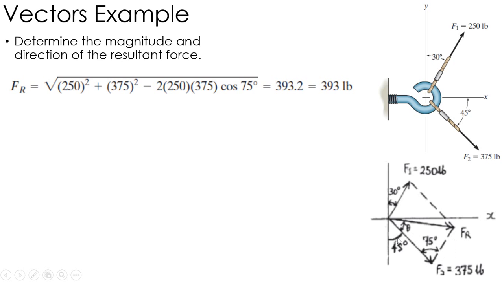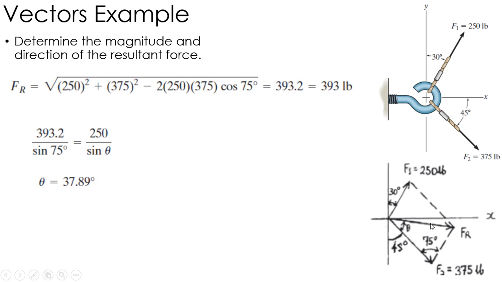In order to find the direction, I need to find essentially this angle theta, and then from that I can back out the angle relative to the x-axis. To do that, I use the law of sines, which is sine of 75 divided by the opposite side, which is this side, equals the sine of theta divided by 250, which is given here. Solving for theta here, I get 37.89.